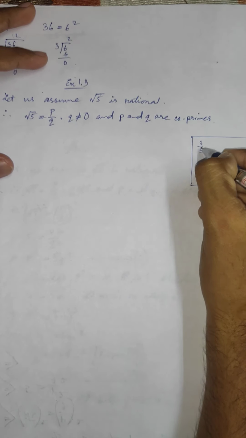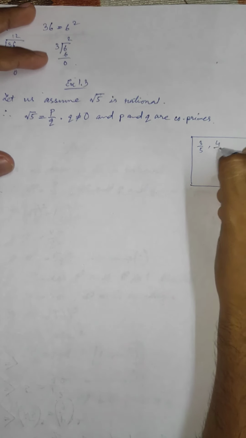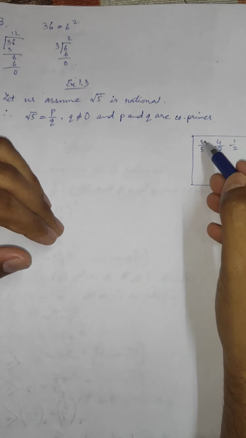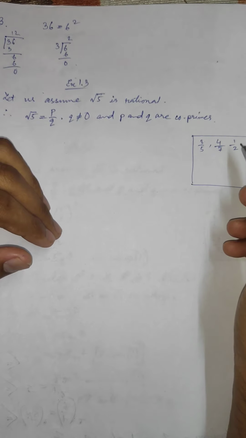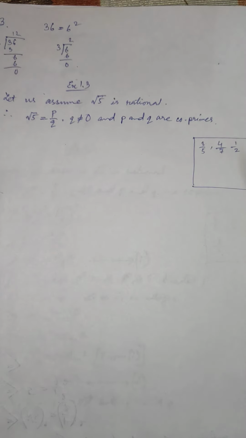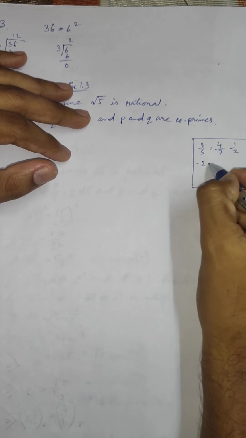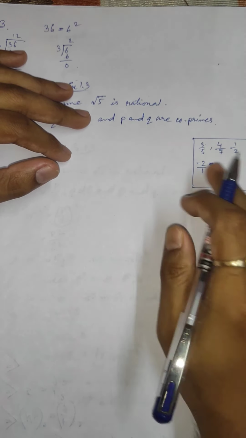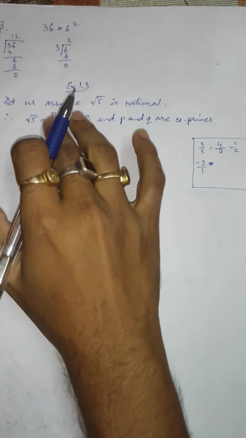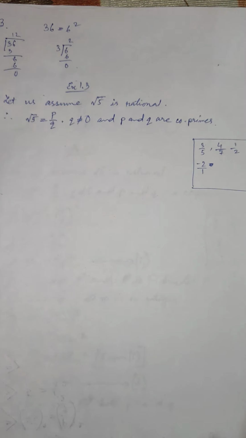Suppose I write 3 by 5 or 4 by 7 or 1 by 2, these are rational numbers. 3 and 5 individually are integers, as are 4, 7, 1, 2, and in this case there is no common factor between the numerator and denominator. If I write minus 2, this is also minus 2 by 1, so there is no common factor. In rational numbers, between numerator and denominator there is no common factor. That's why they are called co-primes.